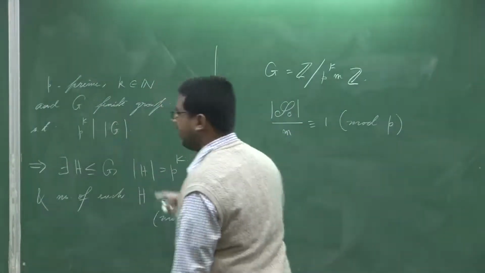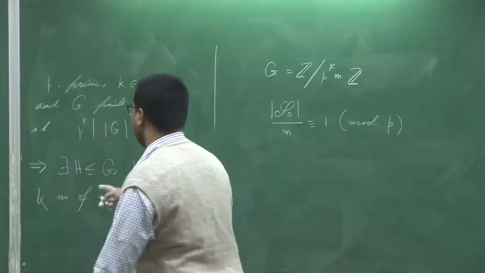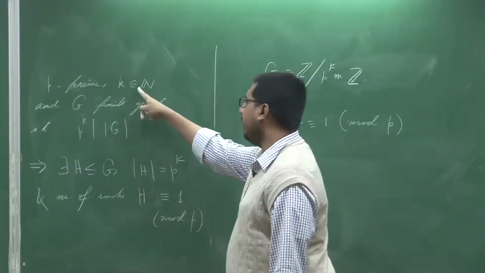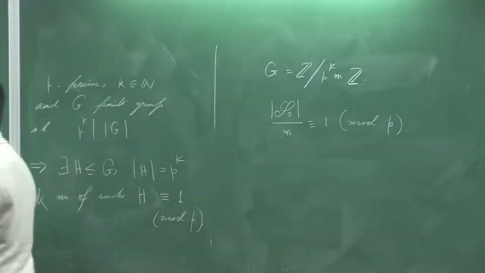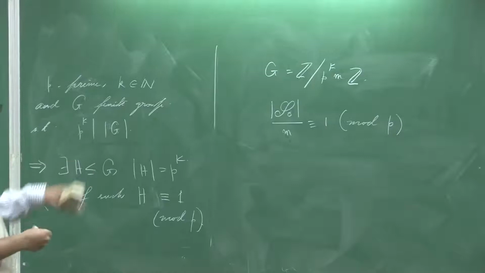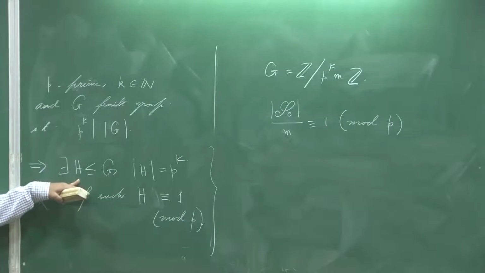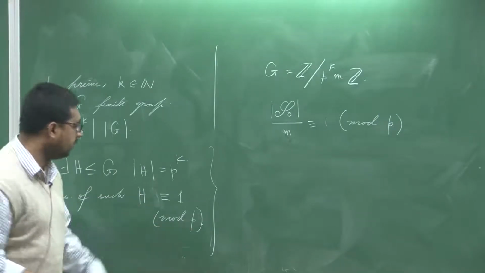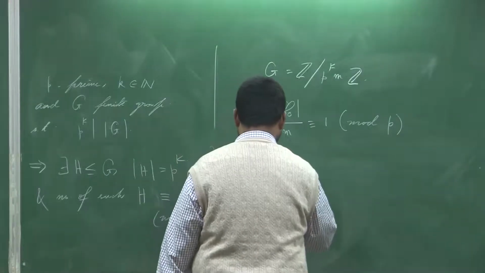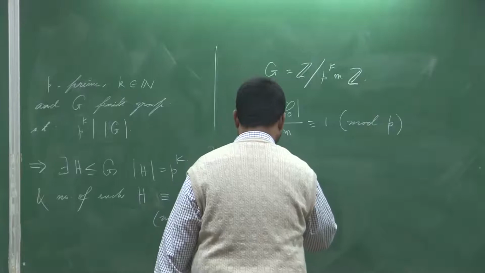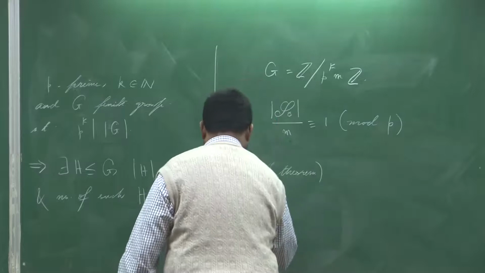So, what is the statement of Sylow's theorems? Sylow's first and third theorem says as follows: if P is a prime, K is a natural number and G is a finite group such that P to the power k divides the order of G, then G has a subgroup of order P to the power k and the number of such subgroups is 1 modulo P. So, this is the first theorem of Sylow, and this is the third theorem.